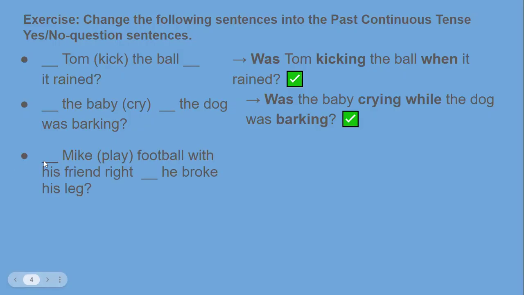Next, gap: Mark might play football with his friend, right? Gap: he broke his leg. You've got the subject Mark, and it's a he, and therefore the past verb to be has to be was, and the verb has to end with an ing to indicate that it is continuous.